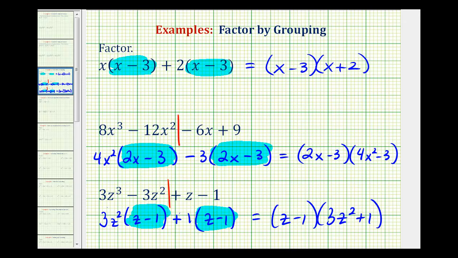And again, if we want to check any of these, we can just multiply them out. So you may want to do that just to verify that we've factored these correctly.